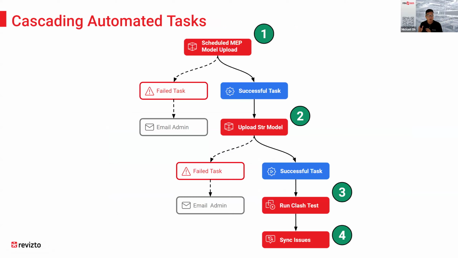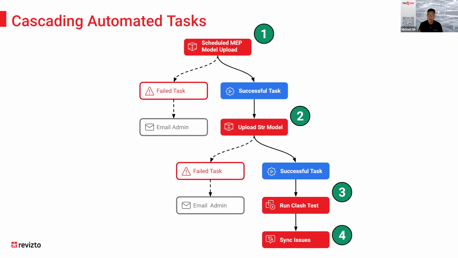And to illustrate what the scheduled data upload and task automation could look like, here is an illustration of our cascading of automated tasks. Across steps 1 through 4, you see here from say what the beginning trigger is when the MEP model is uploaded into Revizto. If for whatever reason the task fails, things will stop, the admin will be notified. If it's successful, it'll move on to step 2. It'll then upload the structural model, likely Tekla, when MEP was likely Revit.